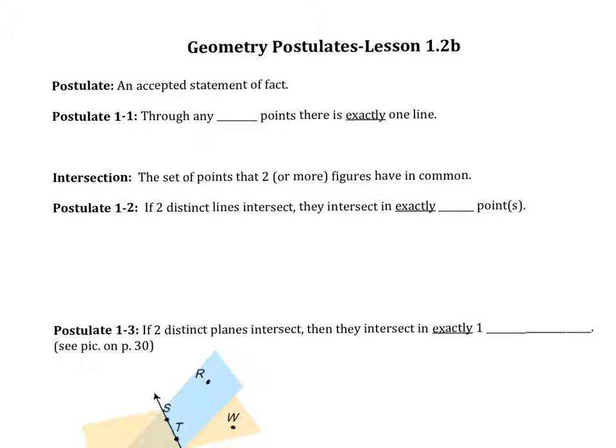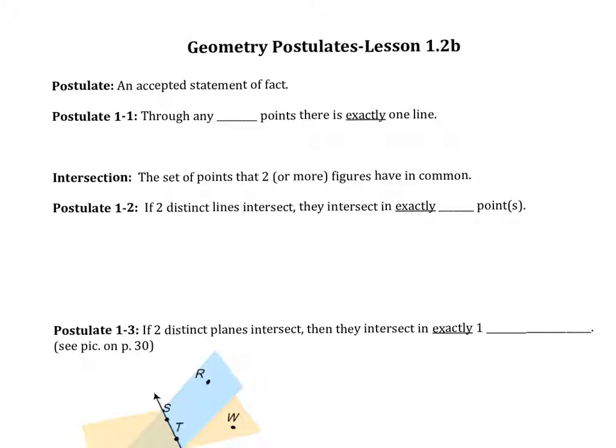So like I said, a postulate is an accepted statement of fact. We're going to talk about a few postulates that are going to apply to what you do today in the lesson. The first one is: through any blank points, there's exactly one line. I want you to guess if you can come up with what number should go there. So how many points do you think you need in order to make a line? Two, right? We said when you name a line, you use two letters.